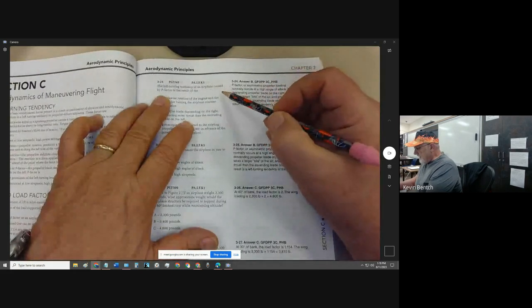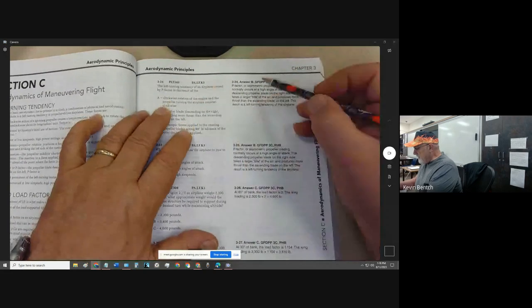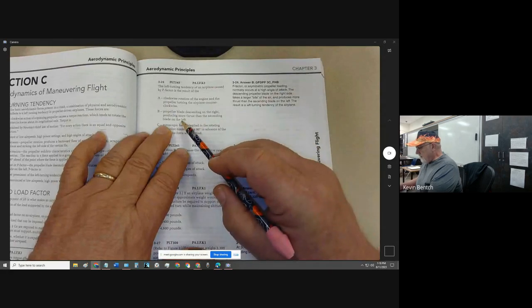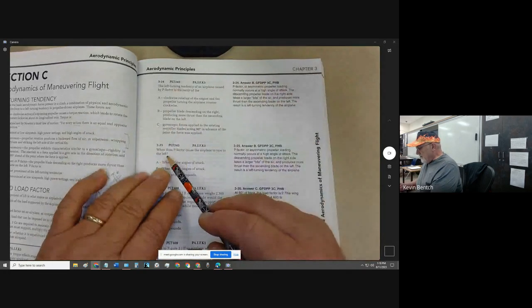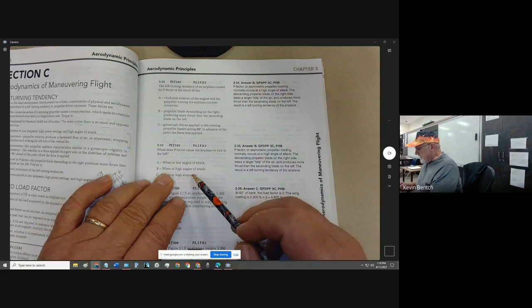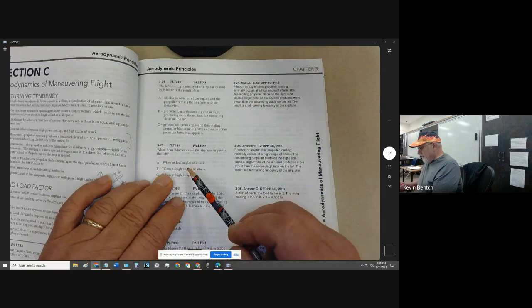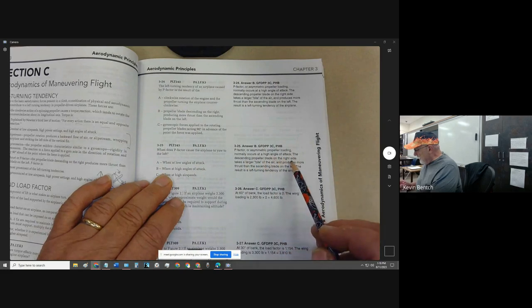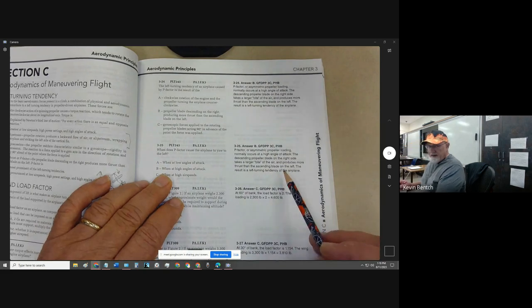The left turning tendency of an airplane caused by the P factor is a result of B, the propeller blade descending on the right, producing more thrust than the ascending blade on the left. So we covered that. When does P factor cause the airplane to yaw to the left? Answer B, at high angles of attack. So that's the P factor. Asymmetric propeller loading normally occurs at a high angle of attack. The descending propeller blade on the right side takes a larger bite of the air and produces more thrust than the ascending blade on the left. The result is a left turning tendency of the airplane. Goes toward the weak side.